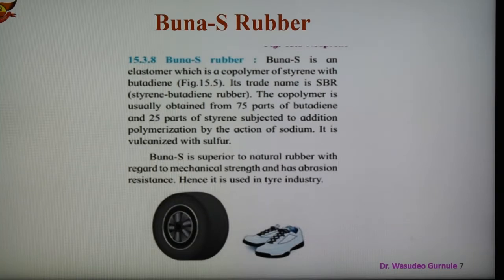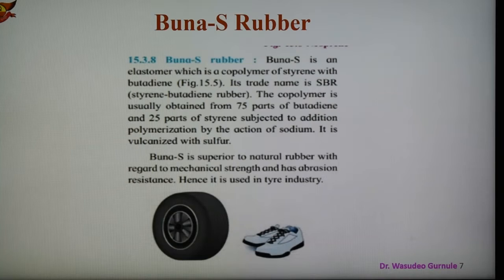So Buna-S has important applications, and we can say that it is a copolymer of 1,3-butadiene and styrene. It is obtained by the polymerization of butadiene and styrene in the ratio 3:1 in the presence of sodium. It is also known as styrene butadiene rubber, that is SBR.